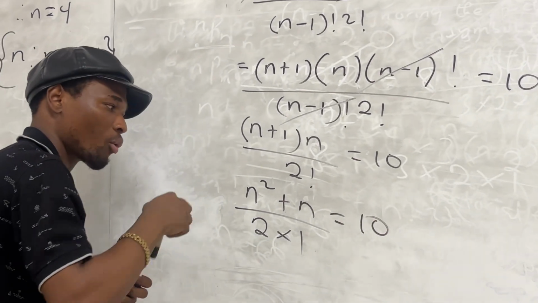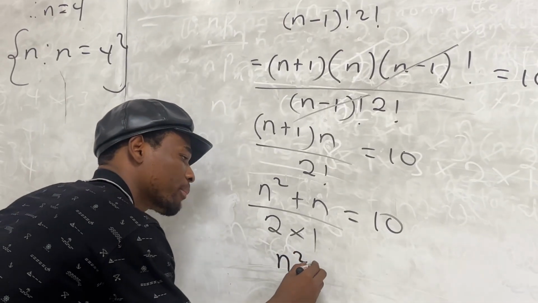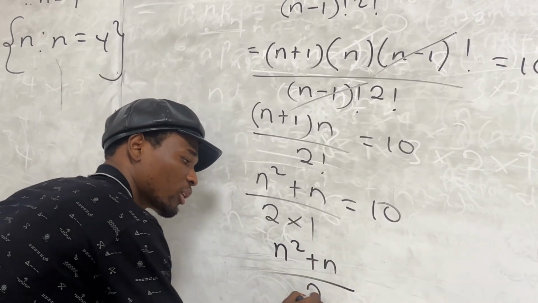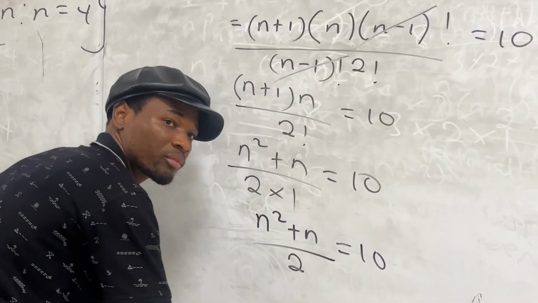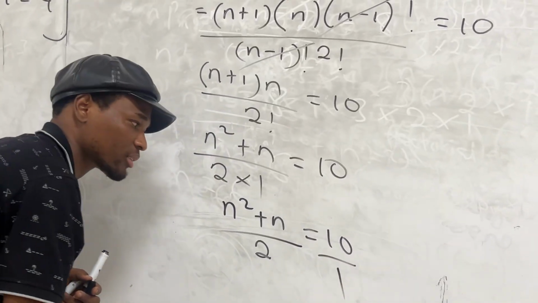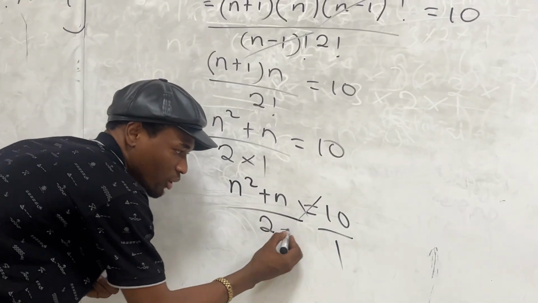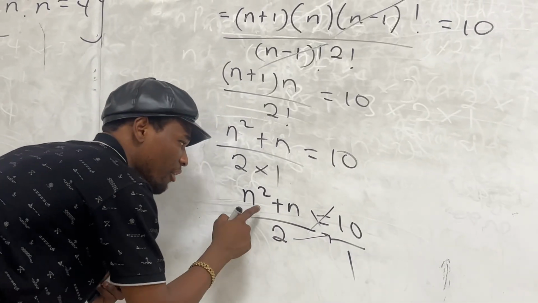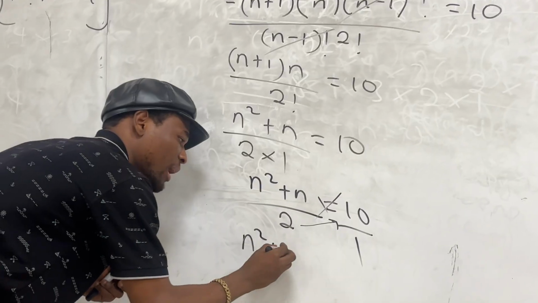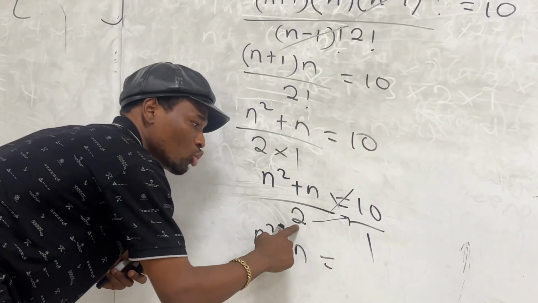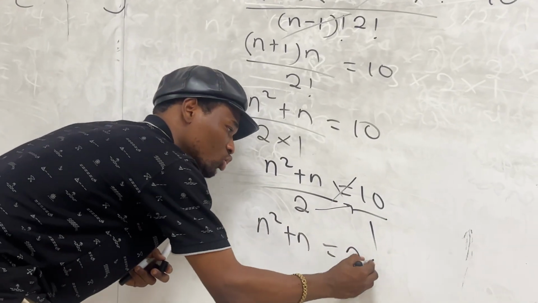So therefore, we have n squared plus n over 2, which is equal to 10. Divide this by 1, right? You cross multiply. This multiplies this and this multiplies that. So I have n squared plus n, which is equal to 2 times 10, which is 20.